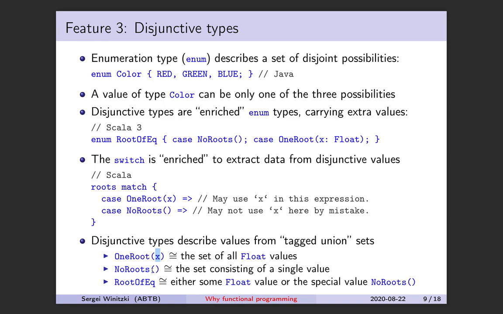And this is a set that just contains a single value, no roots. There's no data in it. So there's a single value, which is no roots. And this type is a tagged union, which is either a float value or a special value, no roots. So there's no mistake that you can make while working with this type.